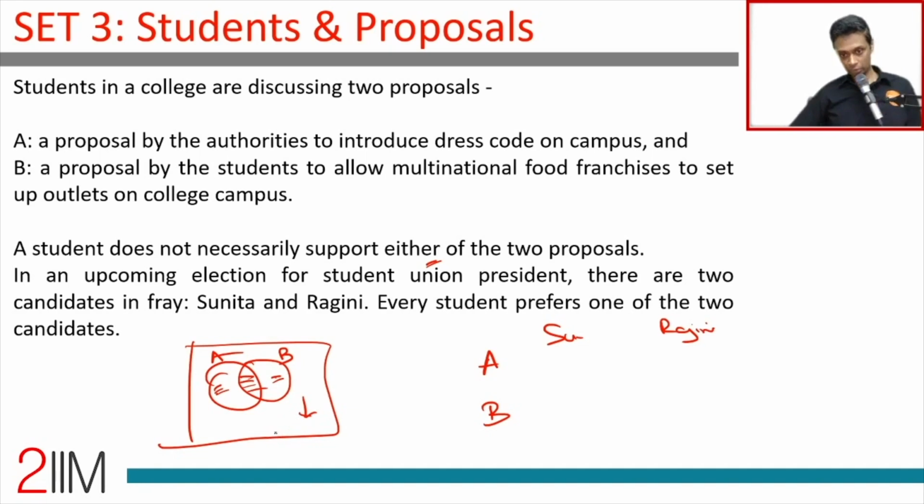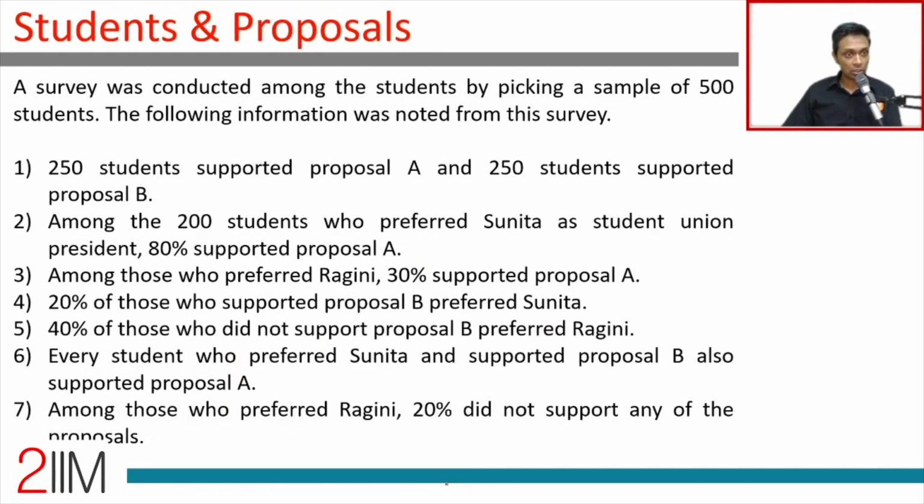The sum total of Sunita and Ragini should be the total number of people sitting there. You don't have the luxury of saying I'll vote for Sunita and Ragini. You presumably don't have the luxury of a none-of-the-above option. You can't put NOTA and say, I don't like either of them. You are going to vote. Every student prefers one of the two candidates. That distinction, picking how this is classified and how that is classified, is very crucial.